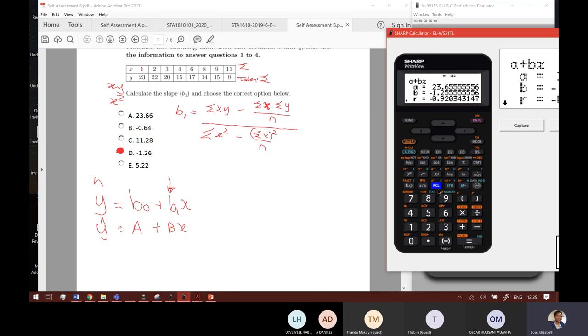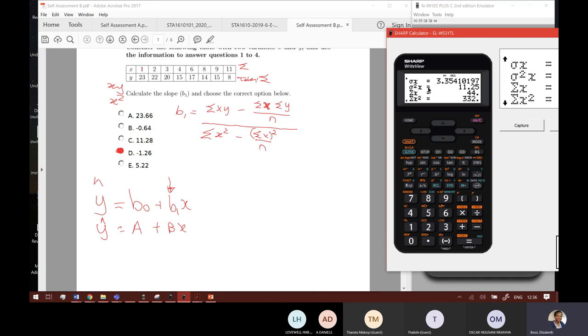If I press shift, I go back to the stat. If I press alpha and I go back to stat, and if I click on 0 for stat, it will give me the other measures. So let's go to 0 and I press equal. Then it gives me my n, which is 8. It will give me the mean of x, which is 5.5. It will give me my standard deviation, and it will give me my variance.